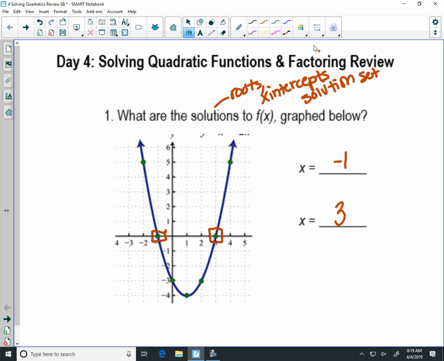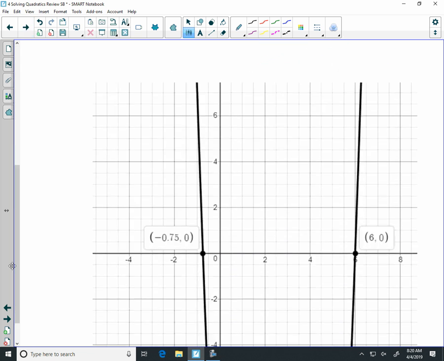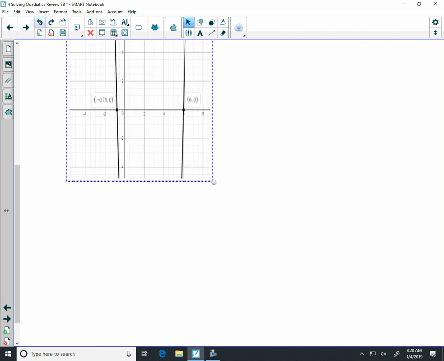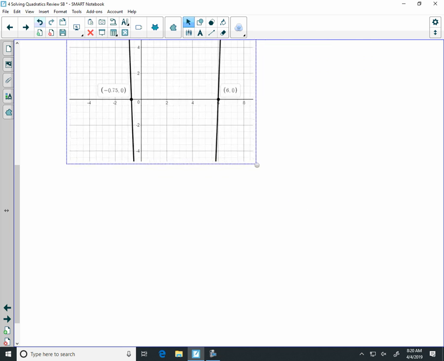There are problems on the OST that are that simple. One. What values of x make the equation 4x squared minus 21x minus 18 true? So you could absolutely factor that. You could factor and set those factors equal to 0, or you can put this into Desmos and graph it. And when you do that, your graph looks like this. Pulled over really big. Now, I'm going to make it smaller, but not that small.